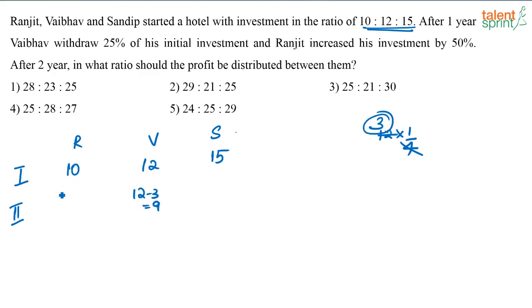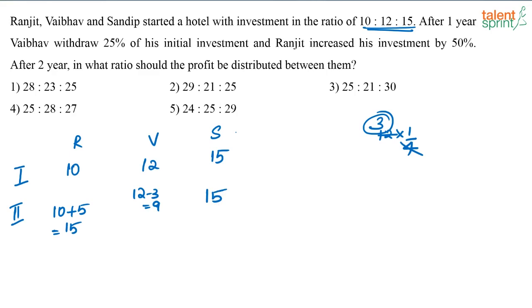Right. Similarly, what has Ranjit done? Ranjit has increased his investment by 50%. So earlier, if he had invested 10 rupees, now he has made it how much? 10 plus 5, right? 50% more. So 10 plus 5 or 15 rupees. Sandeep has invested the same amount only, the same 15 for this year also.